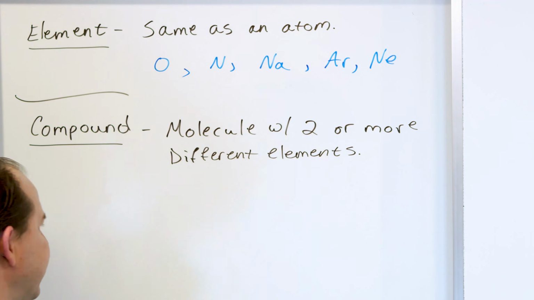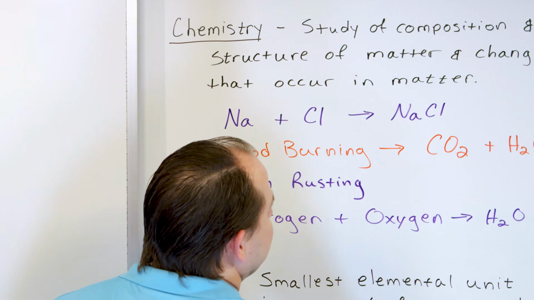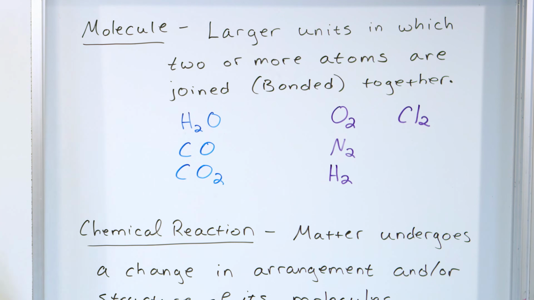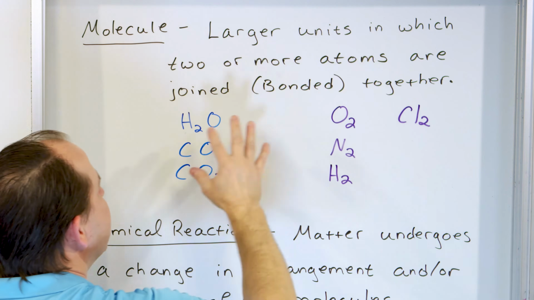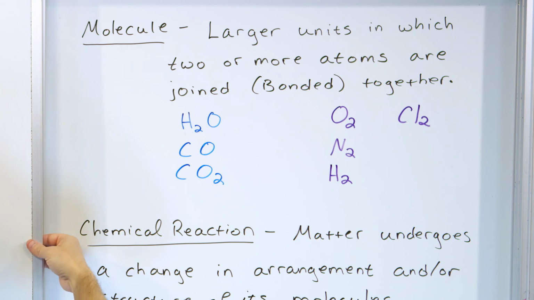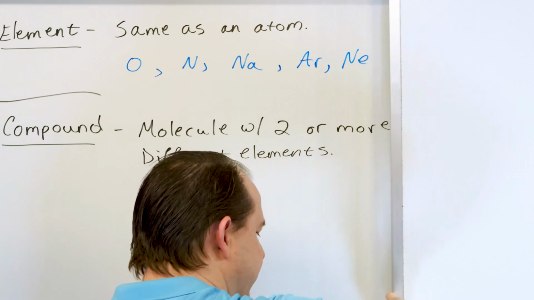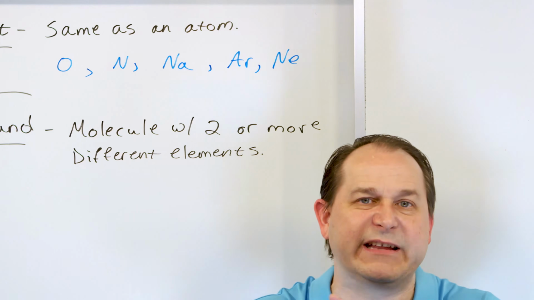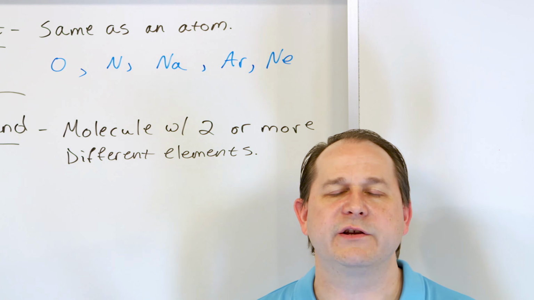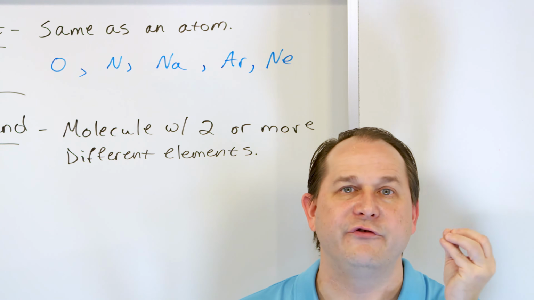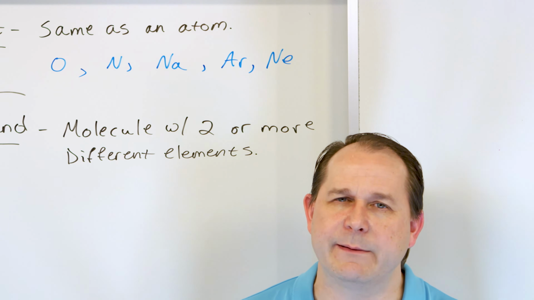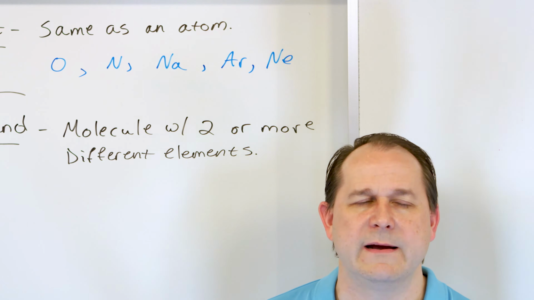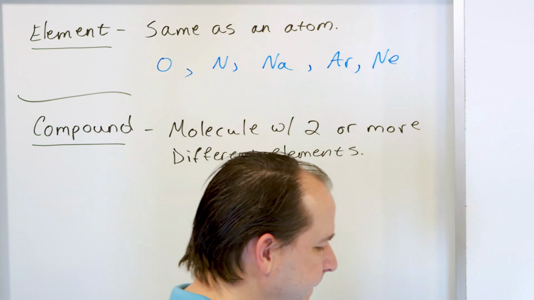You might say, wait a minute, how's that different than a molecule? Let's go back to the definition of a molecule. That's why I wrote everything down. A molecule is a larger unit in which 2 or more atoms are joined, bonded together. And we gave lots of examples. A molecule is like the general class of what's going on. A molecule is anytime you have 2 or more things coming together in what we call bonding. Almost everything in chemistry we study is some sort of molecule. Not always, but very, very often, right?